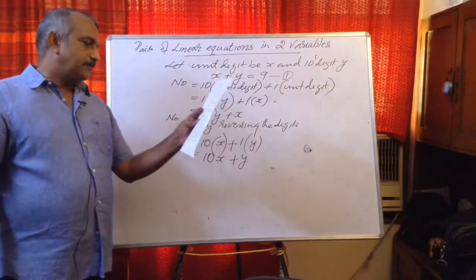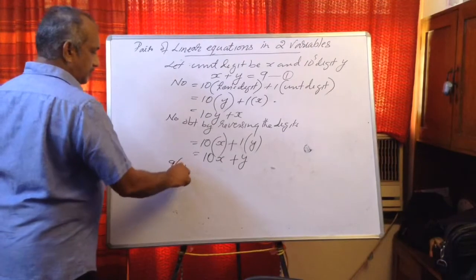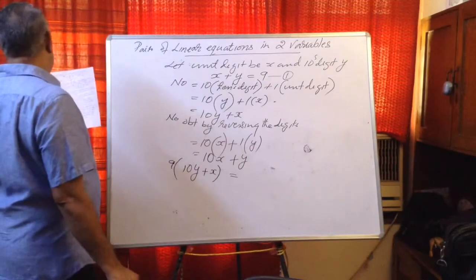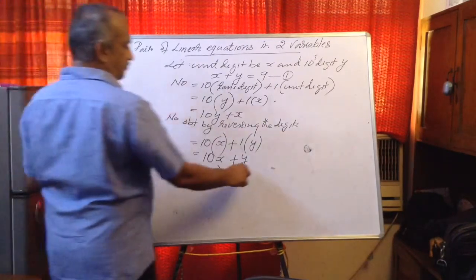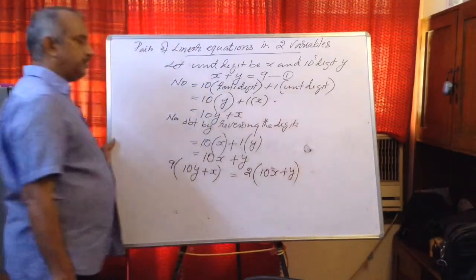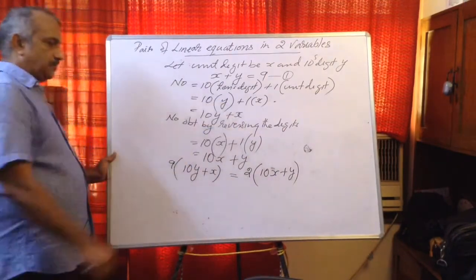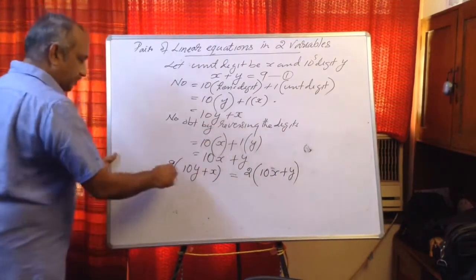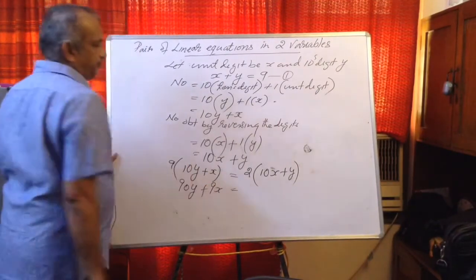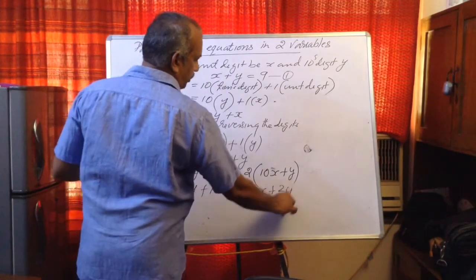Now they are saying 9 times this number, the original number, 9 into (10y plus x) is equal to twice the number obtained by reversing the digits, 2 into (10x plus y). So this is the second equation. 9 times the original number is equal to twice the number obtained by reversing the digits. Open the bracket: 90y plus 9x is equal to 2 tens are 20x plus 2y.